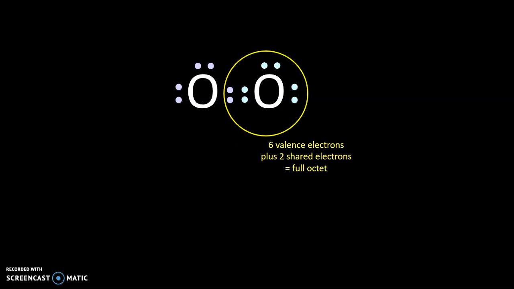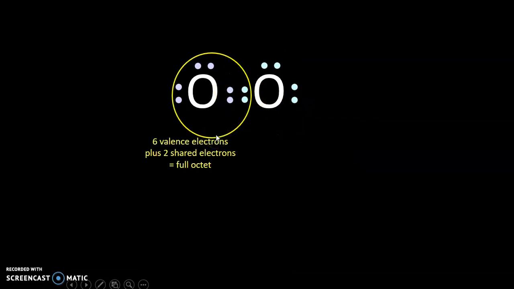So, what happens is, they share those two pairs, and again, that gives this oxygen atom now 8 electrons in its outer shell. 1, 2, 3, 4, 5, 6, 7, 8, because of the two shared pairs, and it gives this one 8 electrons in its outer shell. 1, 2, 3, 4, 5, 6, 7, 8, because of the two shared pairs.